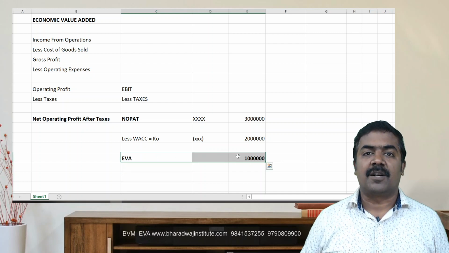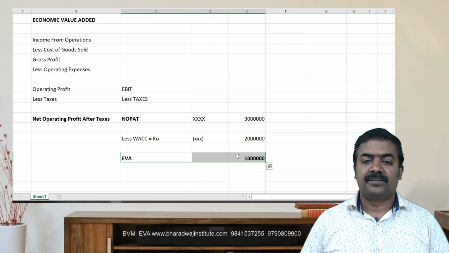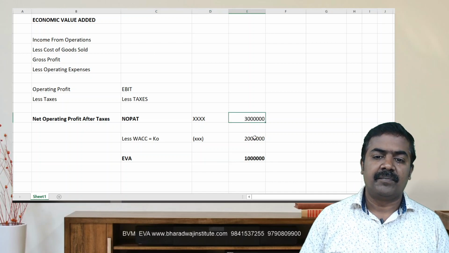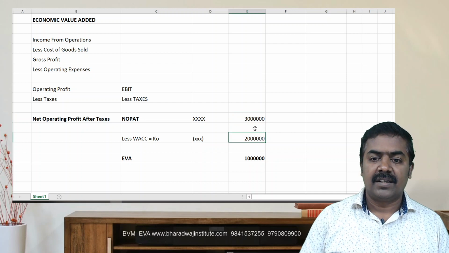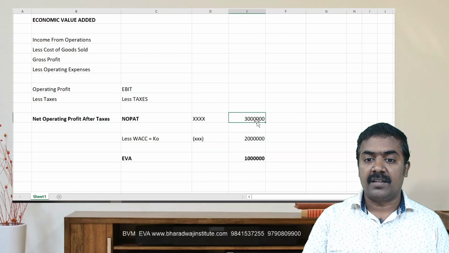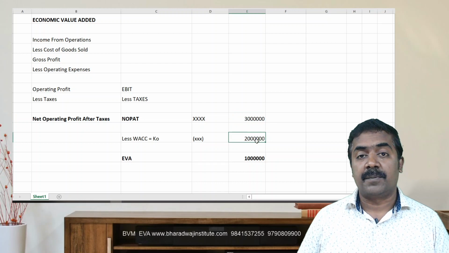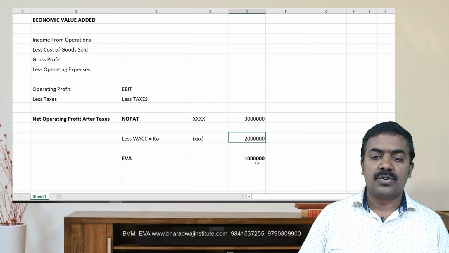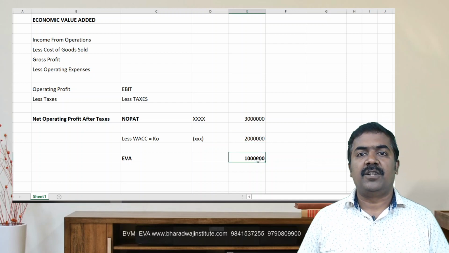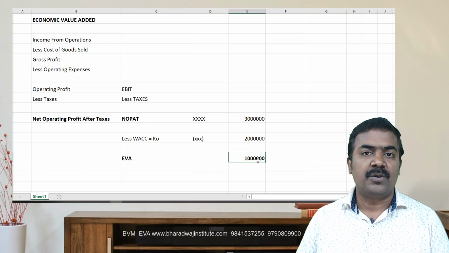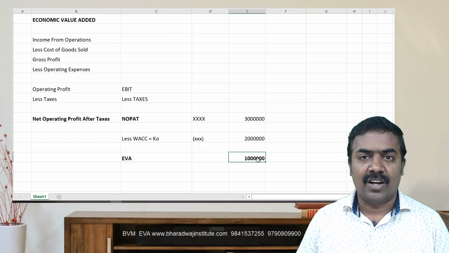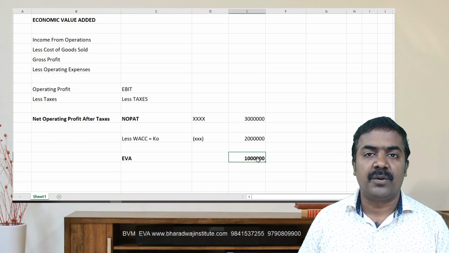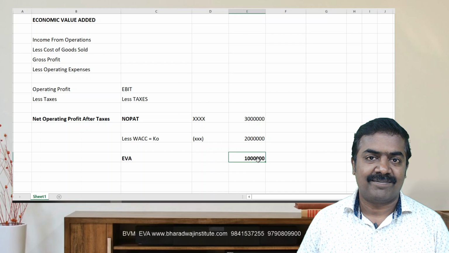So what is EVA? The surplus profit after bearing the cost of funds. This 30 lakhs is like return on capital employed. This is the cost of capital. 30 lakhs is what we get, and 20 lakhs is the expectation or overall cost of capital or total cost of funds employed. So the surplus money earned increases the value of shareholders. Hope you understood now this economic value added. Economic value added is nothing but the surplus profit or surplus economic value created for your shareholders.